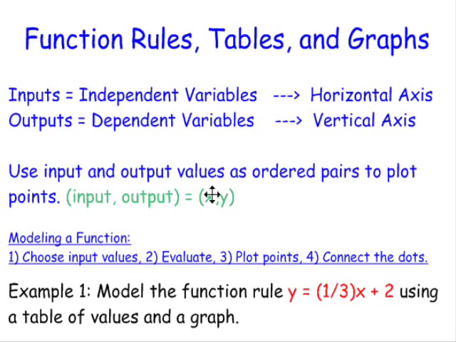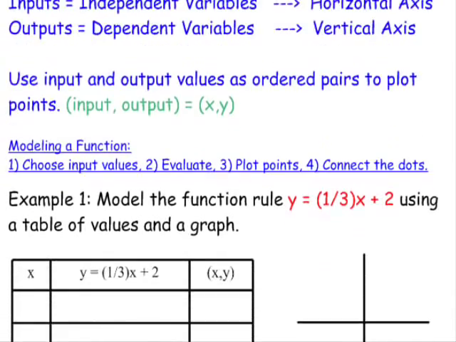As we can see here, it says use the input and output values as ordered pairs to plot points. So you put your input and the output that came out from it, and that becomes your coordinate points. If it asks you to model a function, we're going to choose some input values that make sense with what we're doing, and I'll show you that in an example. Then we'll evaluate using those input values, get some output values, plot a couple points and connect the dots. Keep that in mind as we look at example 1.